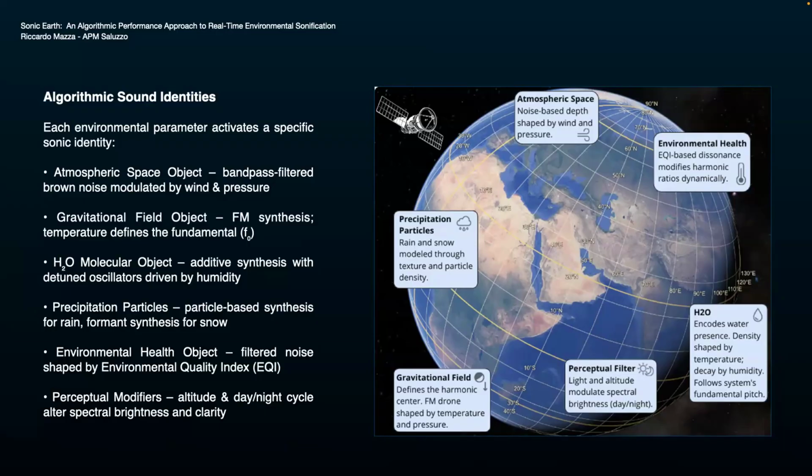The atmospheric object translates wind and pressure into broad filter textures, the kind of sound you might associate with the motion of air. Air is one sound identity. The gravitational field object uses FM synthesis, where temperature defines the fundamental tone, creating a slow harmonic pulsation and a sense of weight.